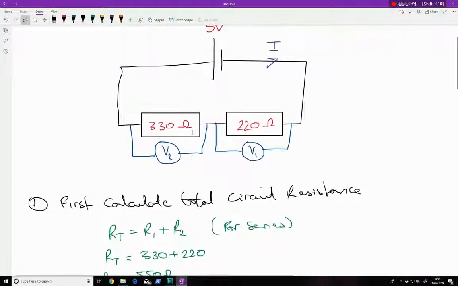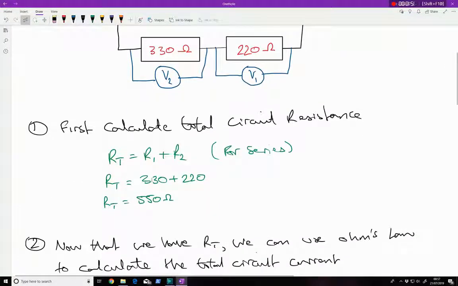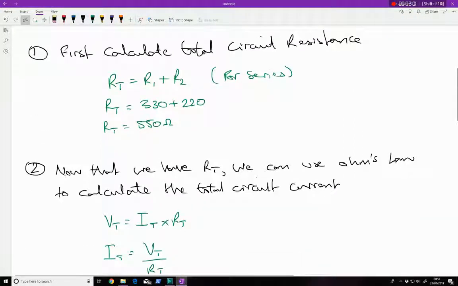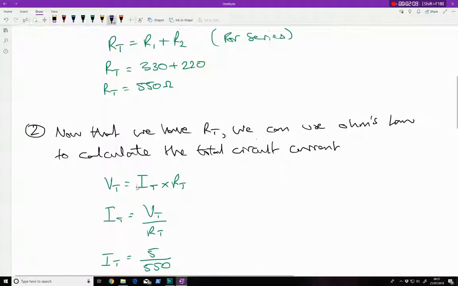Now in series, it's as simple as adding both resistors together, and that will be your total circuit resistance. So in this case, it's 330 plus 220 equals 550 ohms in total. Okay, so that's the total circuit resistance. The second stage is to use Ohm's law to calculate the total circuit current. And Ohm's law, as you know, is V equals IR. We have the total circuit voltage, which is 5 volts. We have the total circuit resistance, which is 550 ohms.